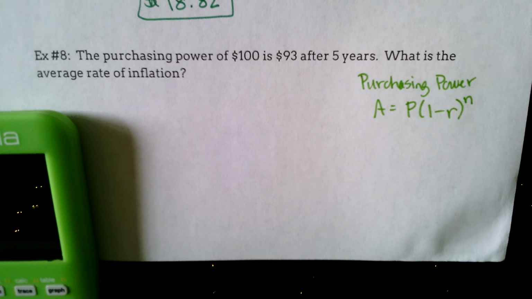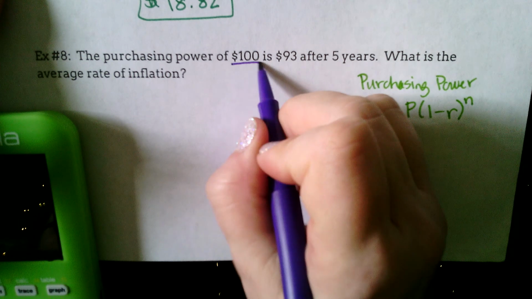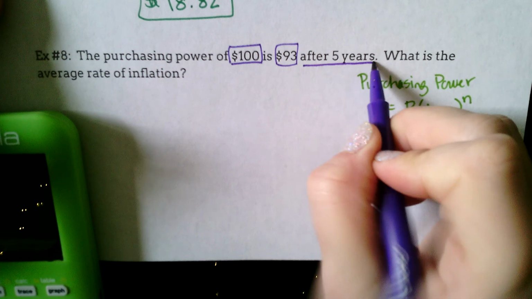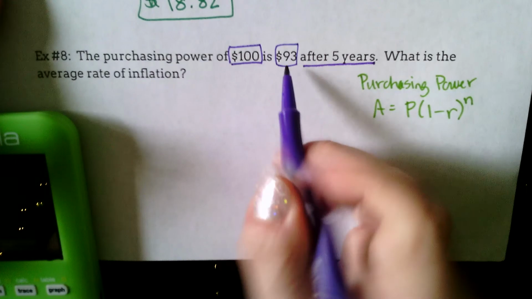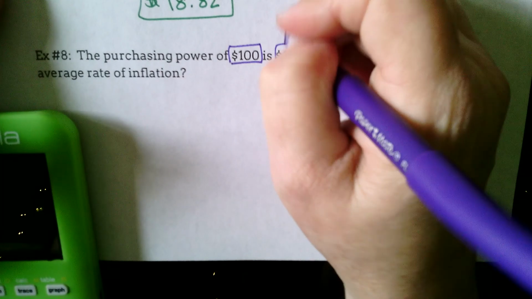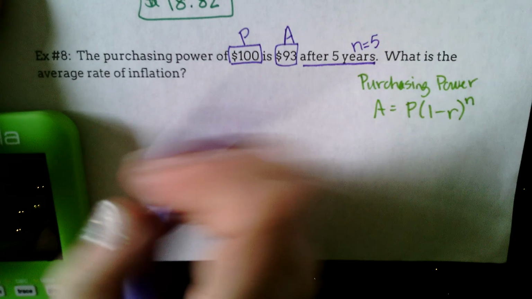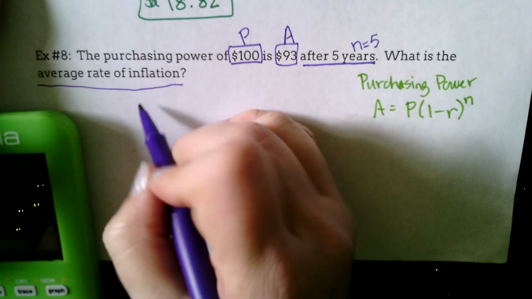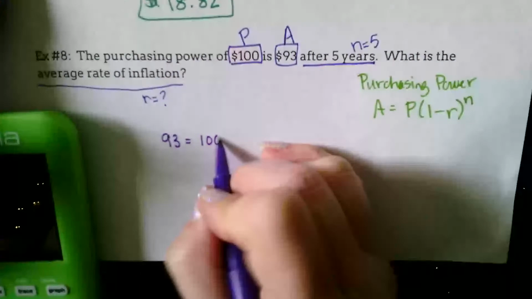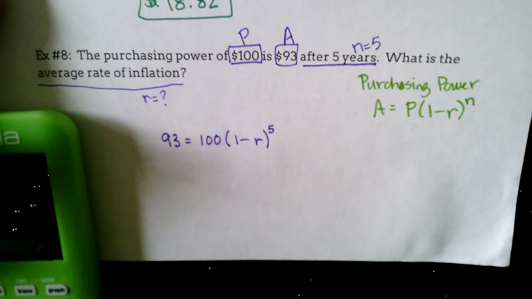So what do they give us in here? The purchasing power of $100 is $93. So the amount we're able to buy after 5 years is $93. So A is the amount that we're able to purchase with our original $100 after 5 years, which is N. And they want to know what is the average rate of inflation. That is R. We don't know. So we do 93 equals 100 times (1 minus R) to the power of 5.